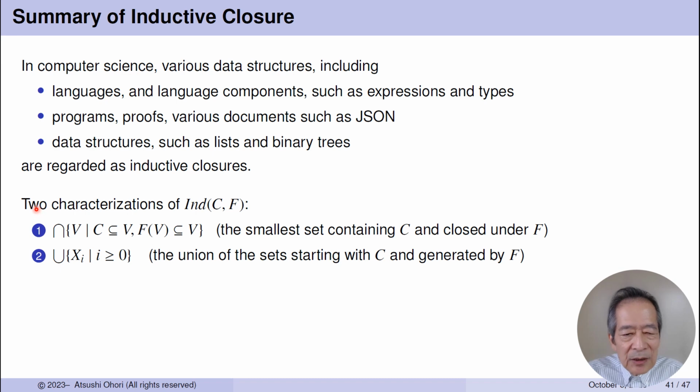So we studied two characterizations of inductive closure, which is denoted by this one, Ind(C, F), right? One is this one, the intersection of all the sets containing C and closed under F. Another one is the union of X_i starting from X_0, which is C, and making X_{i+1} as the union of X_i and F of X_i. These two characterizations we have studied.